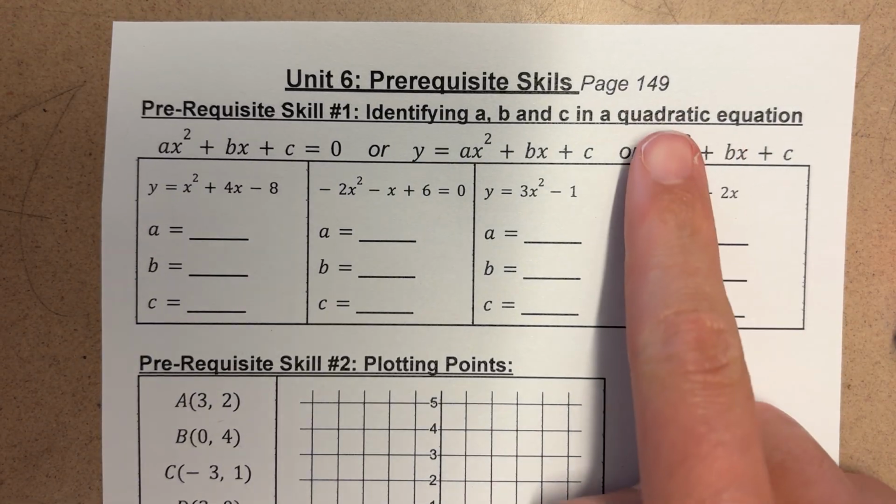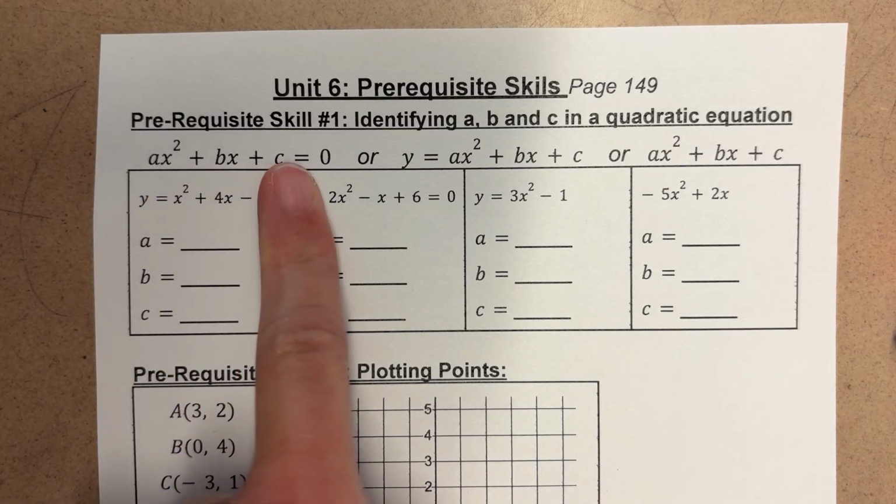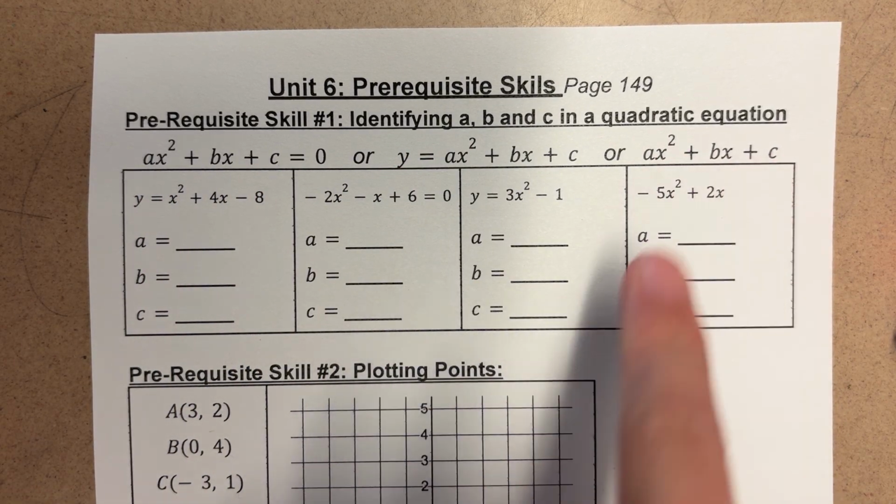We're going to be looking at quadratic equations. Sometimes we're looking at expressions. And look, sometimes the equation is like this, where it equals 0. Sometimes it's like y equals. Sometimes it's just an expression and there's not even an equal sign.